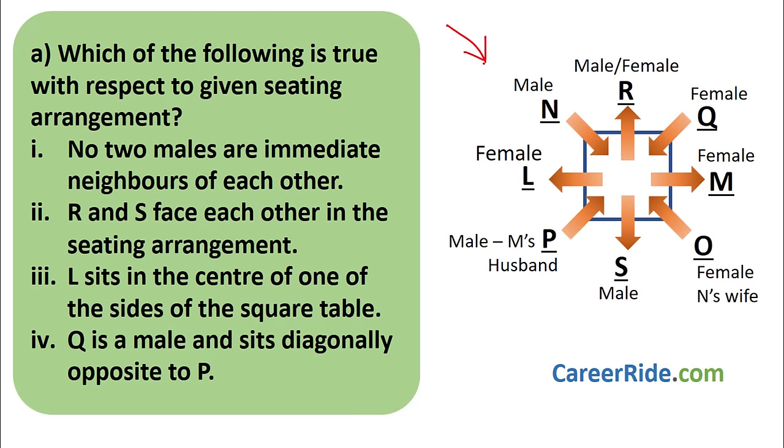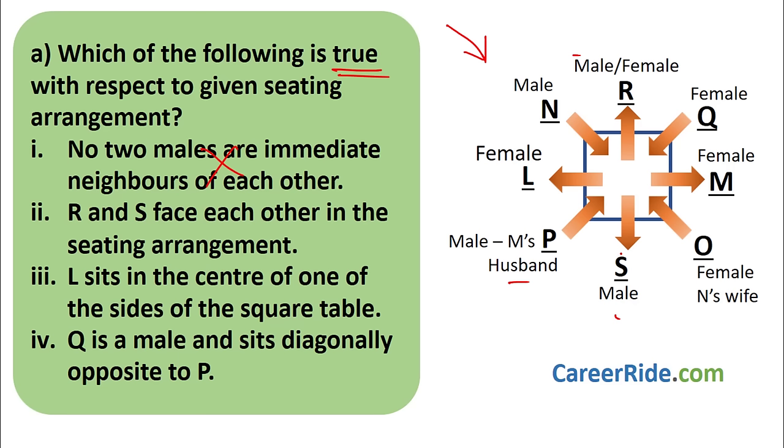Again, a very nice diagram of our rough drawing. Okay. So, which of the following is true with respect to given seating arrangement? Find the true sentence. No two males are immediate neighbors of each other. What is this? Male? No, we do not know this. Male, male, neighbors, wrong sentence. R and S face each other in the seating arrangement.